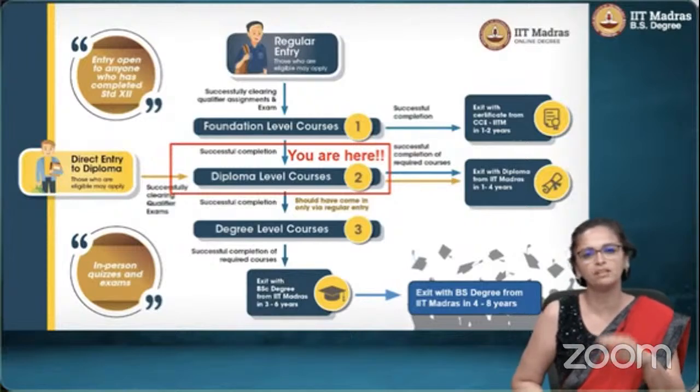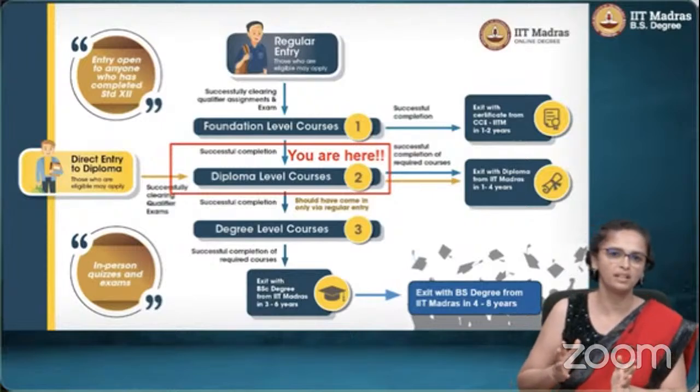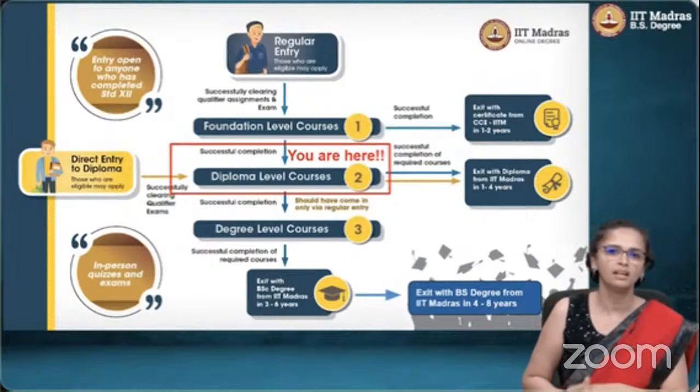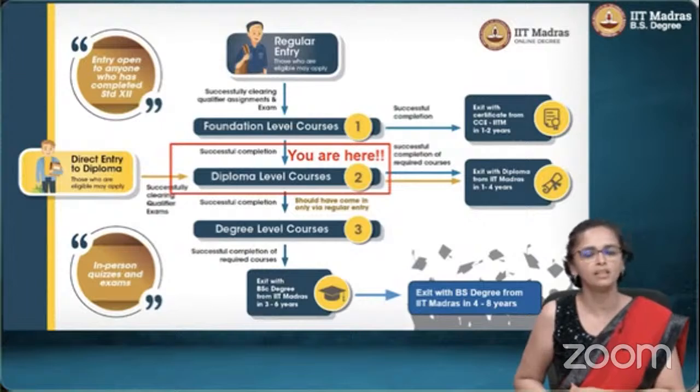So you're in the heart of the program, like you can see here highlighted by the box in red color. This is the most intense part of the BS degree program, we can say, which is the two diplomas, diploma in programming and the diploma in data science. So this is where you get most of your skills in the program in the domains of programming and data science.